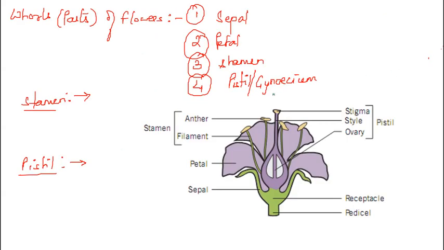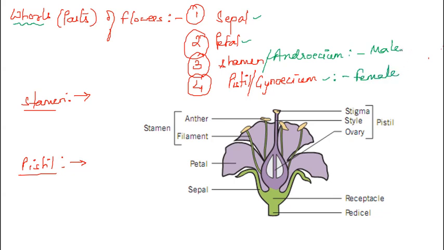We need to know that a flower has four important parts, also known as whorls. I have written that down because it will save our time. What are the four whorls? Sepal, petal, stamen, pistil. Pistil is also known as gynoecium and stamen is also known as androecium. The stamen or androecium is the male reproductive part and the gynoecium is the female reproductive part.